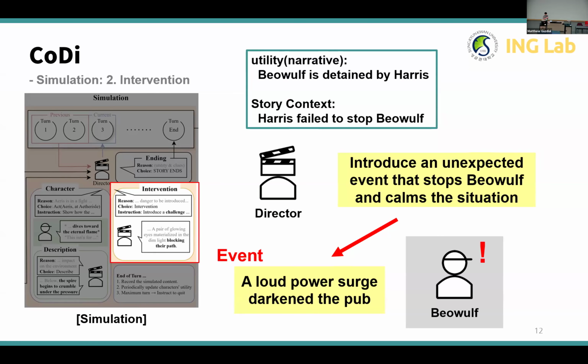The next case study is introducing new events. There is a utility narrative function that Beowulf is detained by Harris. However, in the story context, since Beowulf was too strong, Harris could not stop Beowulf. So the director agent decided to introduce an event: because Beowulf did violent actions, it allowed a power surge that darkened the pub. So there is some opportunity to stop Beowulf here.